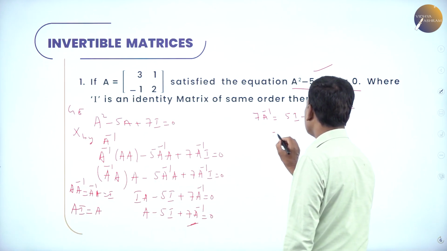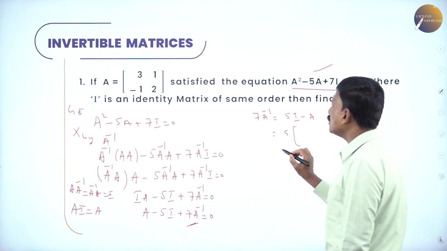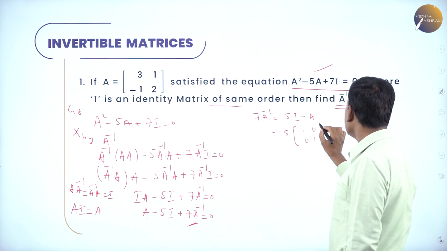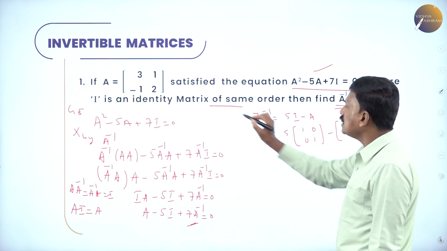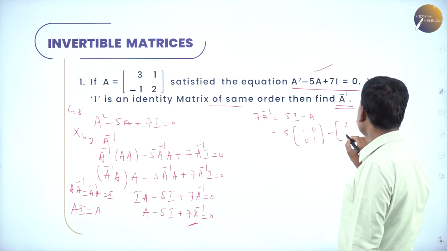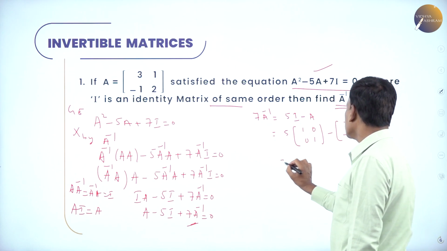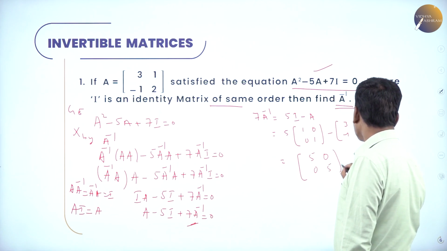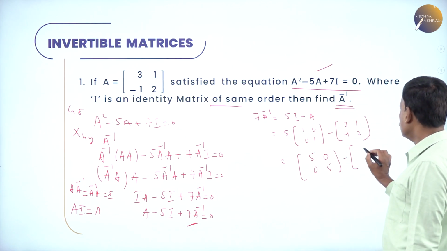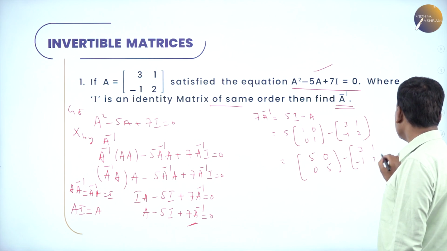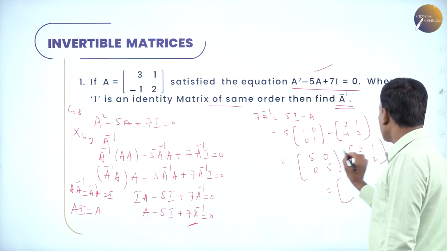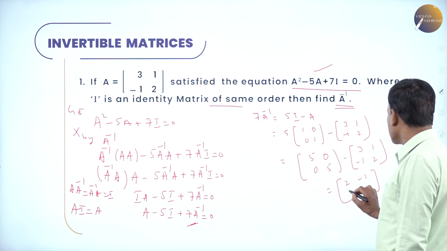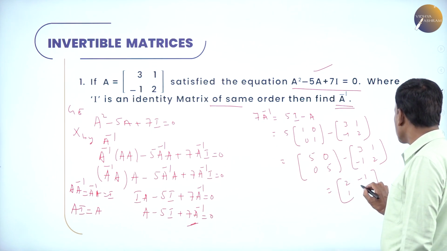Now substitute the values here. 5 into the identity matrix of the same order, which is 1 0 0 1, minus A. What is A? The given matrix 3 1 minus 1 2. So this is equal to 5 0 0 5 minus 3 1 minus 1 2. Subtract this. 5 minus 3 is 2. 0 minus 1 is minus 1. 0 minus minus 1 is plus 1. 5 minus 2 is equal to 3.